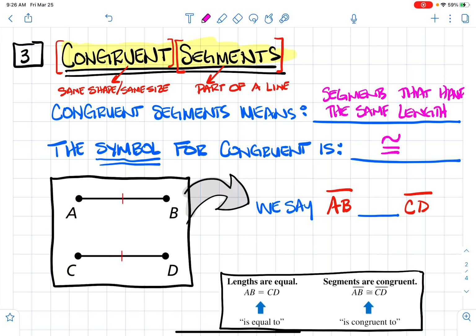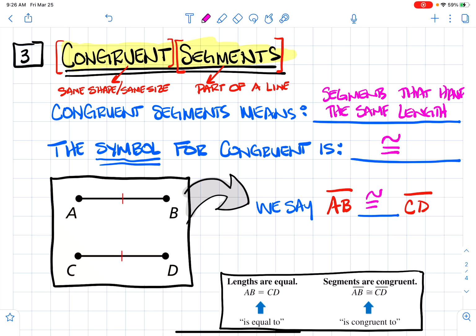So let's take a look at this little example over here, okay? I've got line segment AB, and I have line segment CD. The reason I can tell that these are congruent is because they are marked with these little red hash marks here. That doesn't have to be red, but those little lines tell me that AB and CD are the same length. So we say that line segment AB is congruent to line segment CD.